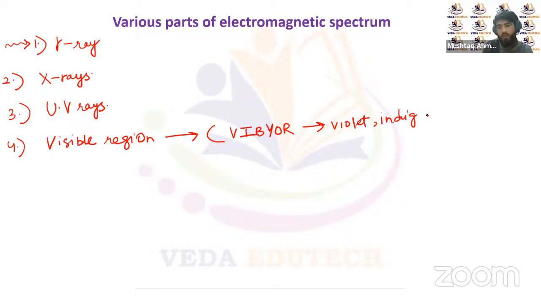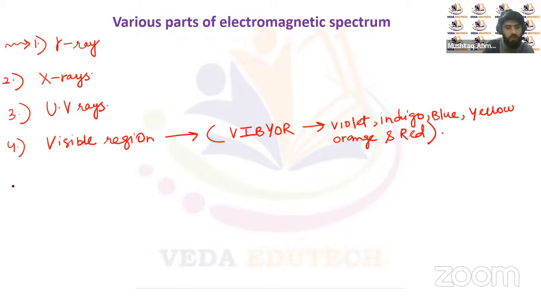Violet, indigo, blue, yellow, orange, and red, right? So we have a band of spectrum, a band of wavelengths, right? Depending upon their frequency, we have gamma rays, X rays, UV rays, visible region, right?